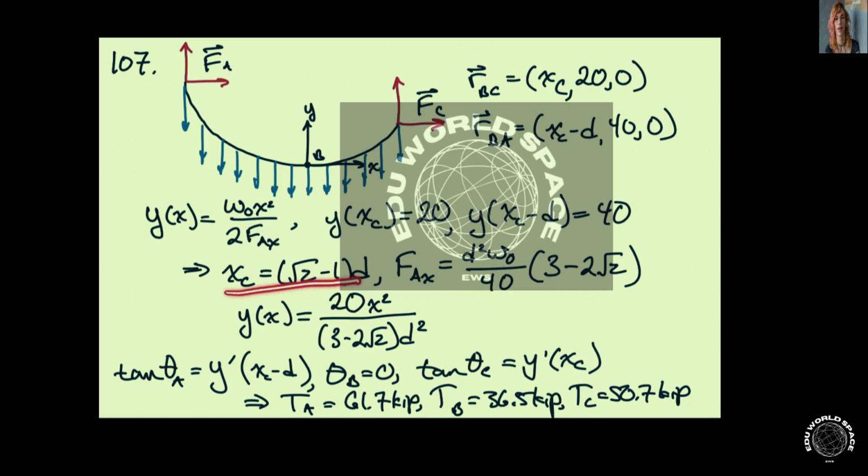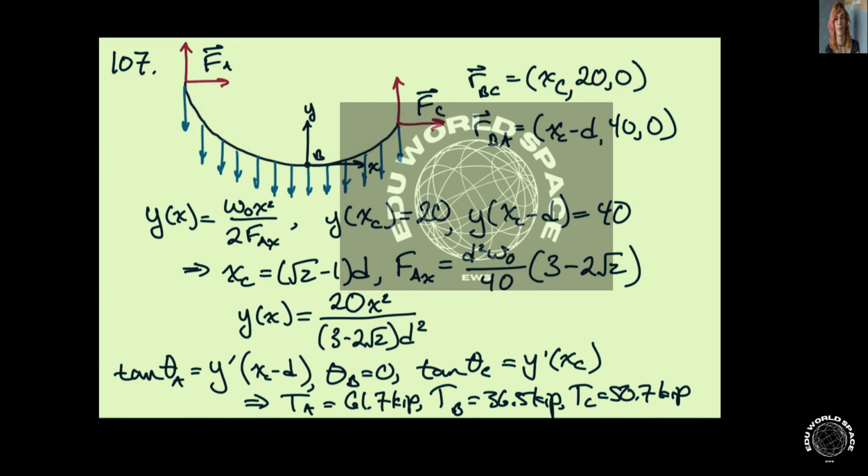xc is square root of 2 minus 1 times d, and Fax is d squared w naught over 40 times the quantity 3 minus 2 square root of 2. So we're given this, and we know this, so we can actually calculate values for all this. If we plug this into here, we get that the function is described by 20 times x squared all over the quantity 3 minus 2 square root of 2 times d squared. So that's our parabola, our function here.